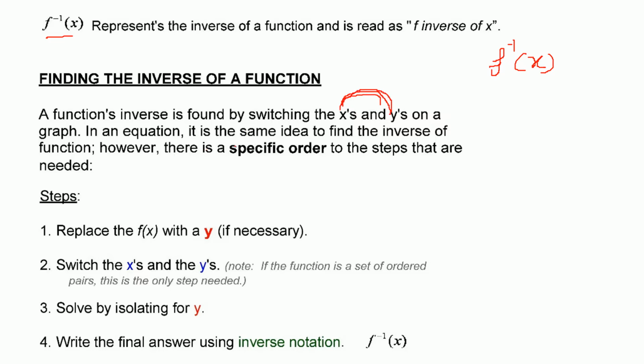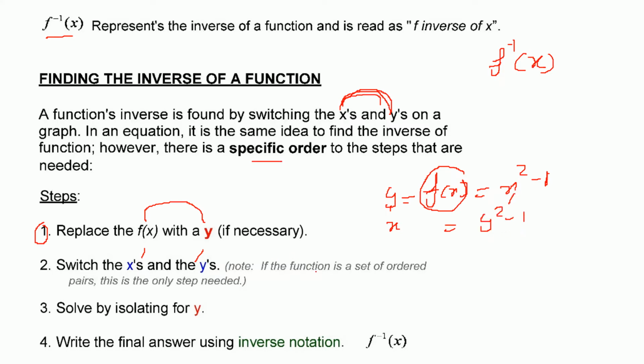If you have an equation, it is the same idea to find the inverse of a function, but there is a specific order to the steps that are needed. The first step is we replace the f(x) with y. If you have f(x) equal to some function, say x squared minus 1, this f(x) we replace by y. So we say y equal to x squared minus 1. Now we switch the x and y, that is, now this y will be x and this x will be y.